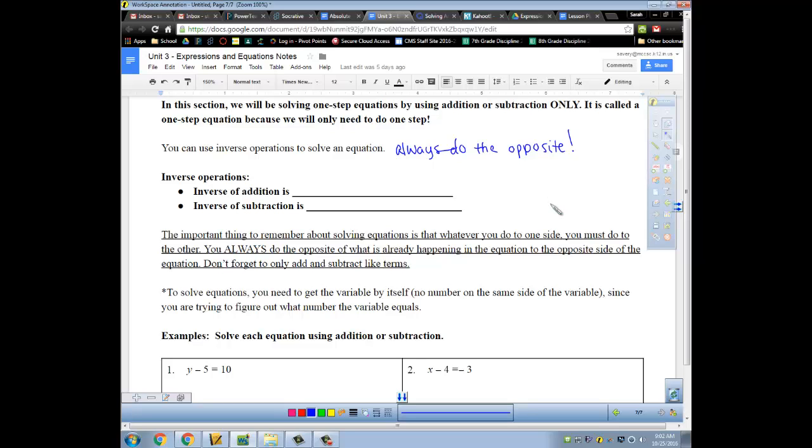Our goal here is to get the variable, or the letter, by itself. So to do that, we do the opposite of whatever is by the variable. So first we need to figure out what's the inverse of addition. The inverse of addition is subtraction. And the inverse of subtraction is addition.